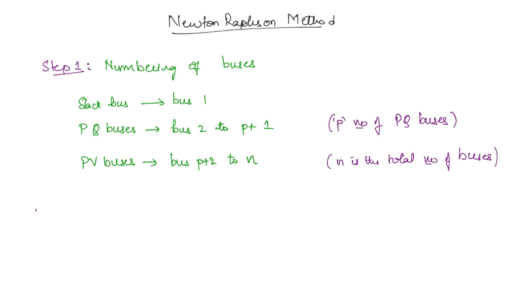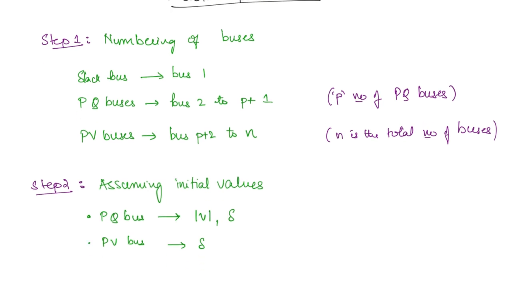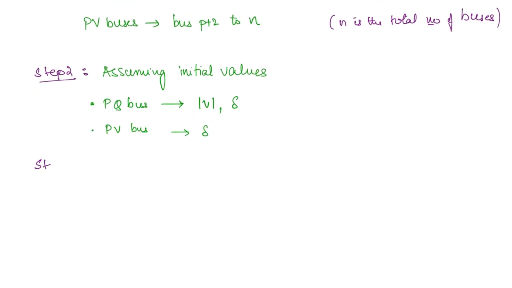The second step is to assume the initial values. For PQ bus, you are going to assume the magnitude of voltage and the voltage angle, and for PV bus only the voltage angle, that is delta, you have to assume. Next, step 3, now you have to start the iterations.